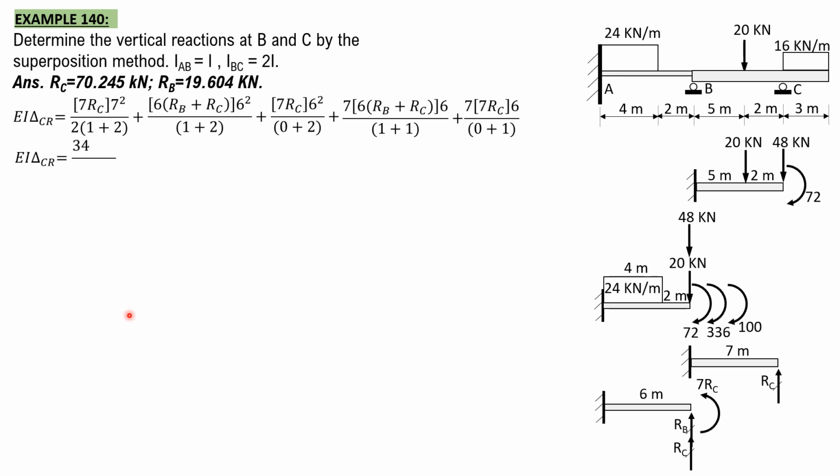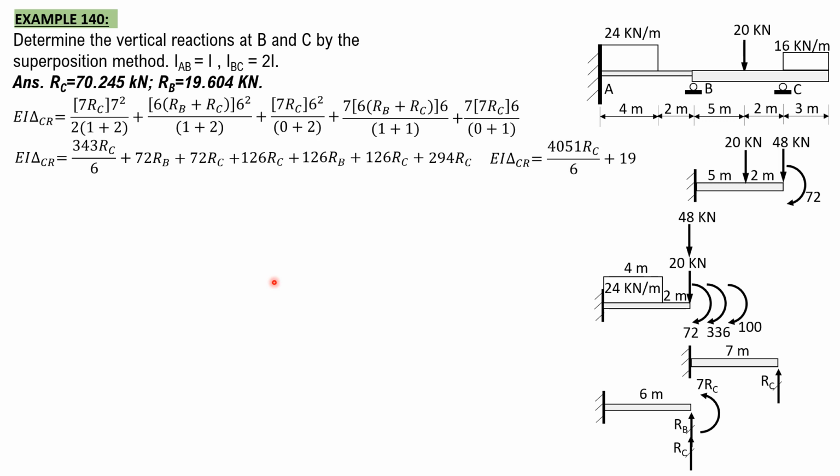So simplifying, EI delta CR equals 340 R sub C over 6. This one is 72 R sub B plus 72 R sub C. Here we have 126 R sub C. Here we have 126 R sub B plus 126 R sub C. And for this last term, 294 R sub C. Combining like terms, EI delta CR equals 4051 R sub C over 6 plus 198 R sub B.